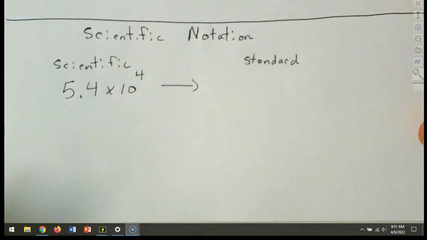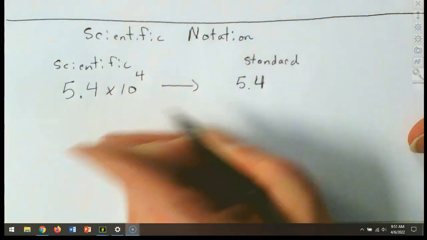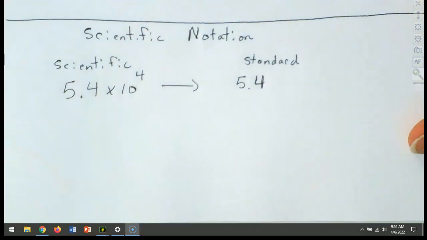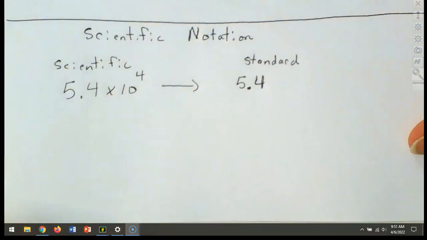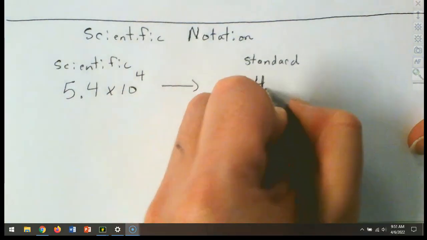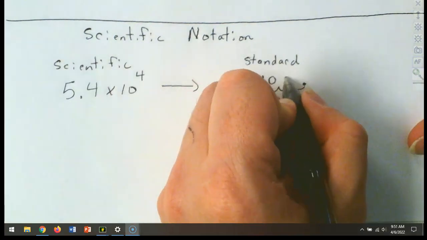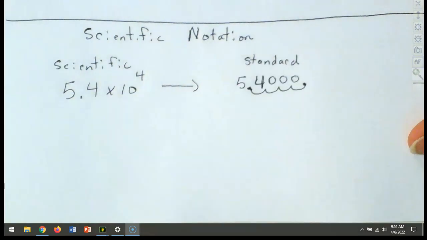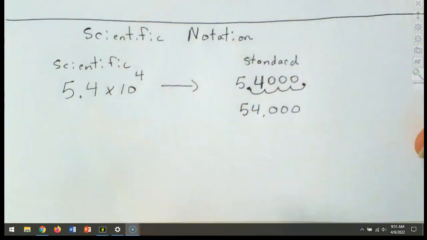So for standard notation, we have 5.4, okay? Now it is raised to the 4th power. So we're going to have to move it to the right 4 places. So here's my decimal. We're going to move this decimal 4 places. So here it is. We go 1, 2, 3, 4. And we fill in our zeros. So 5.4 times 10 to the 4th power, if I rewrote it in standard notation, that would be 54,000. You just move it over 4 places.